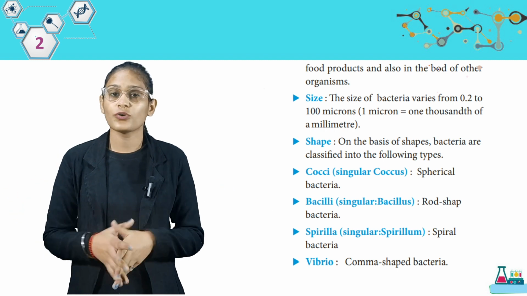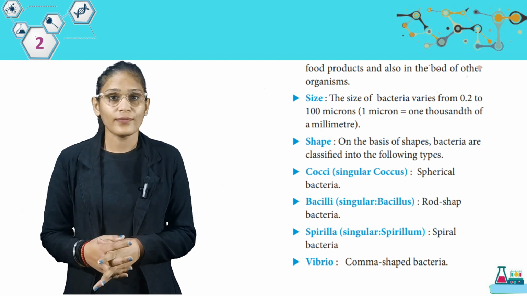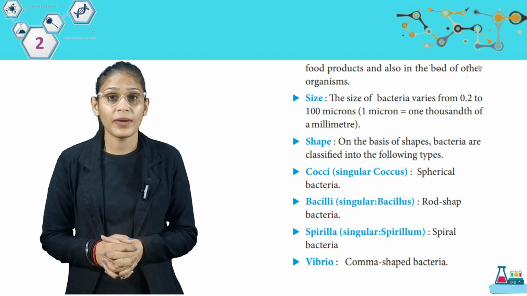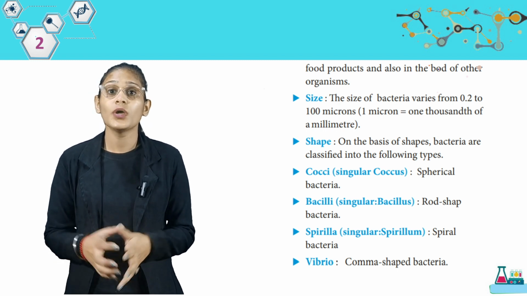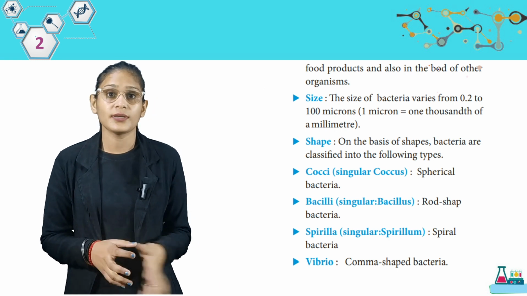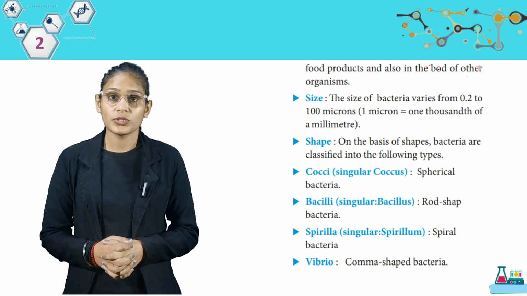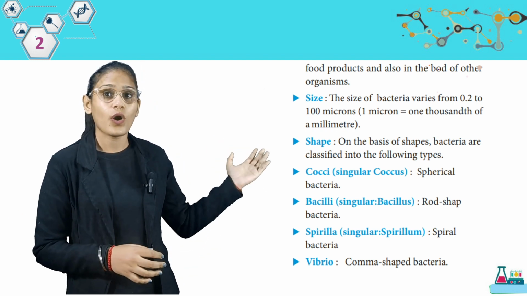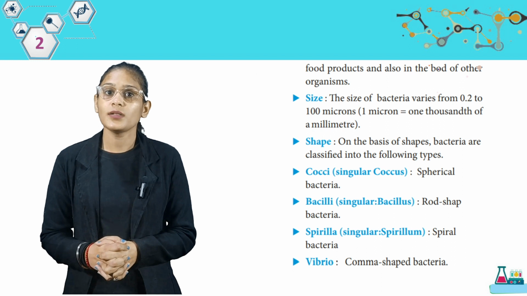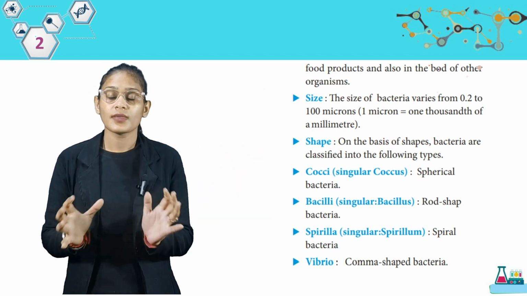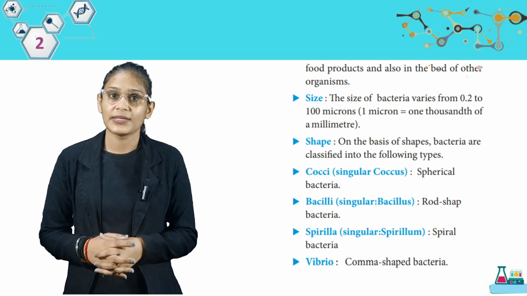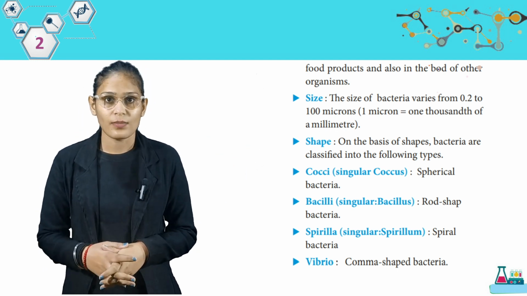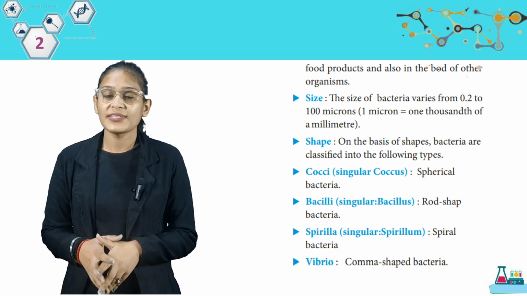So students, you can find bacteria everywhere. Now we have size. The size of bacteria varies from 0.2 to 100 microns. 1 micron is equal to 1/1000 of a millimeter. Here, shape. On the basis of shapes, bacteria are classified into the following types: cocci, singular coccus, spherical bacteria; bacilli, singular bacillus, rod-shaped bacteria; spirilla, singular spirillum, spiral bacteria; vibrio, comma-shaped bacteria.